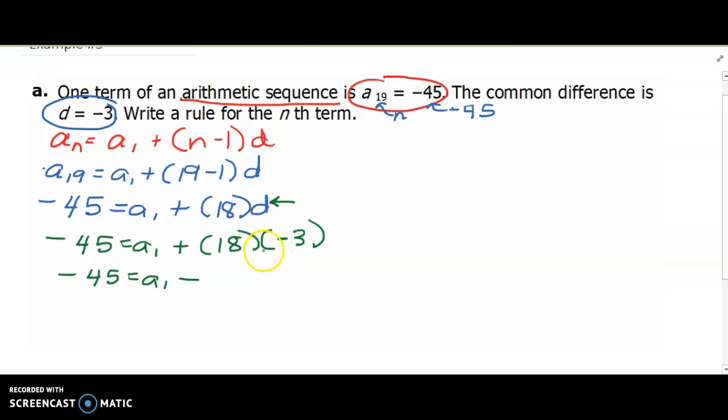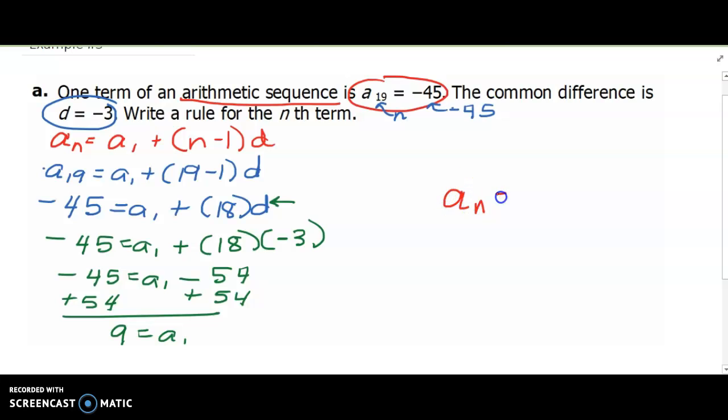This is going to be a negative, so 18 times negative 3 is negative 54. If I add 54 to both sides to solve for a1, I get 9 equals a1. Now to write the formula, a sub n equals, well, I know my a1 now. It's going to be 9 plus n minus 1 times my difference, which is negative 3.